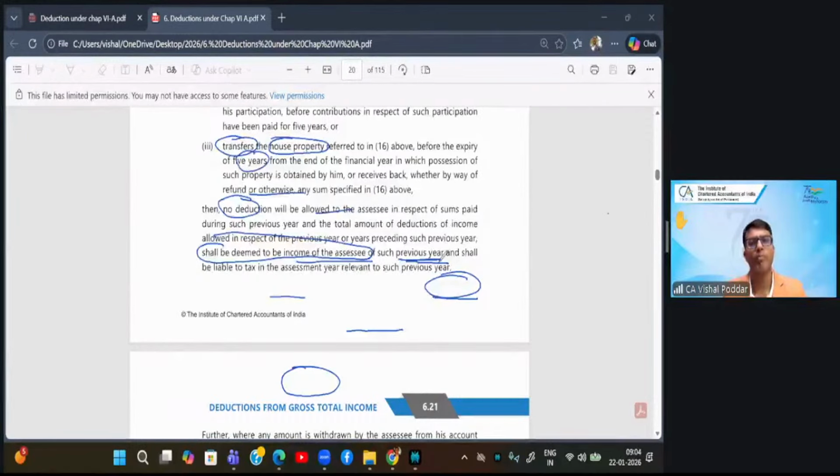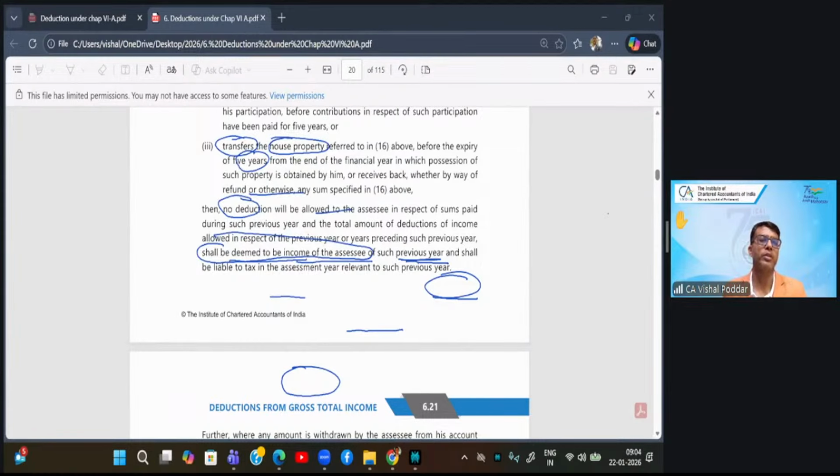So if you start paying your insurance premium in year one, then in the second year, when you stop this or you give the notice for discontinuance, whatever deduction I have given you in year one will be treated as your income of year two. Similarly, let us say in the fourth year, you sell the house property for which you had taken a loan and taken deduction in the first 3 years. Then whatever deductions you had taken in the first 3 years will be deemed to be income of your fourth year, the year in which you sell the house.